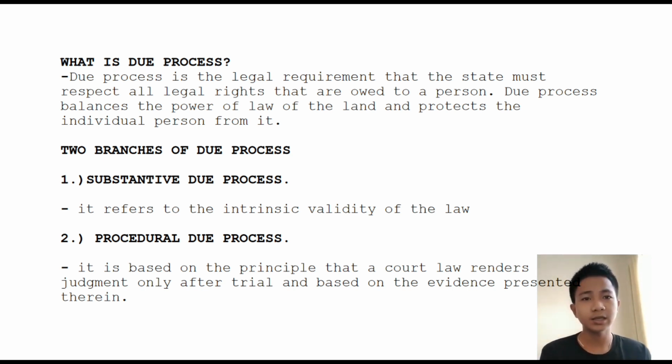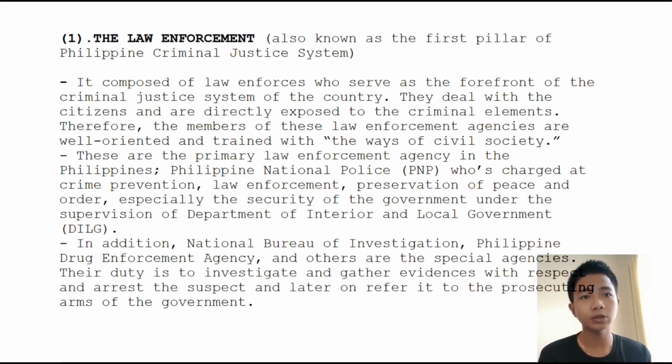Next are the 5 pillars. There are 5 pillars, and first is law enforcement, also known as the first pillar of the Philippine criminal justice system. It is composed of law enforcement who serve as the forefront of the criminal justice system of the country. They deal with the citizens and are directly exposed to the criminal elements. Therefore, the members of these law enforcement agencies are well-oriented and trained in the ways of civil society.